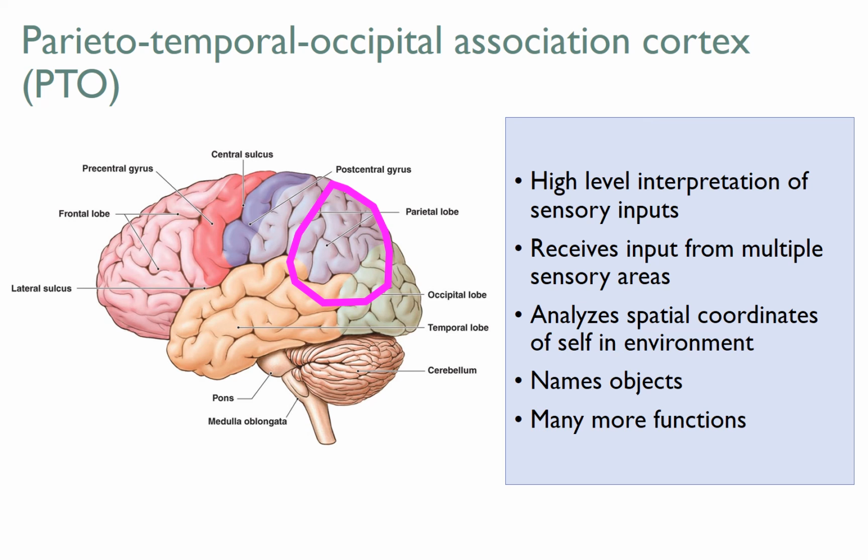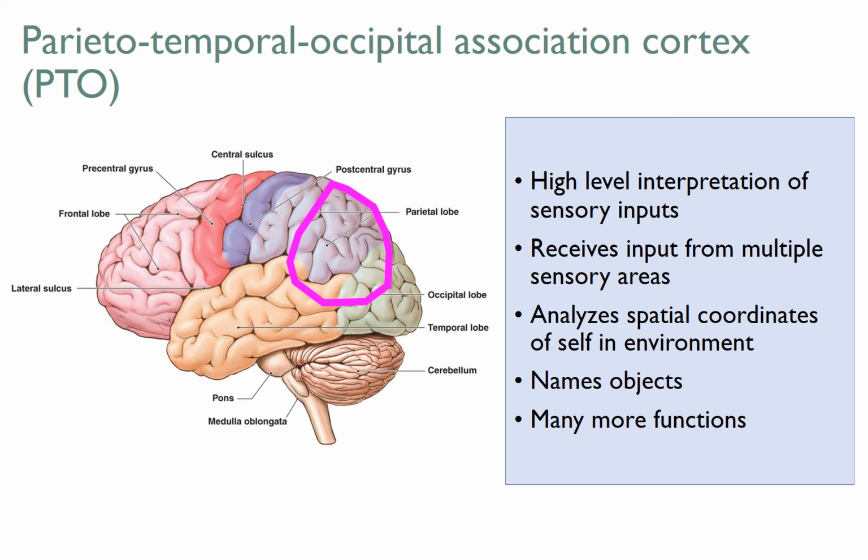For instance, the visual cortices, integrating with movement and the ability to see and feel, proprioception. All of these things really come together at the PTO. As a result of receiving input from the multiple sensory areas, it's able to do complex analysis, not only of what it is you're touching, but yourself in relation to your environment. For instance, the PTO is involved in the identification of objects, as well as analyzing coordinates in your environment. Something's in front of you, above you, below you, etc.